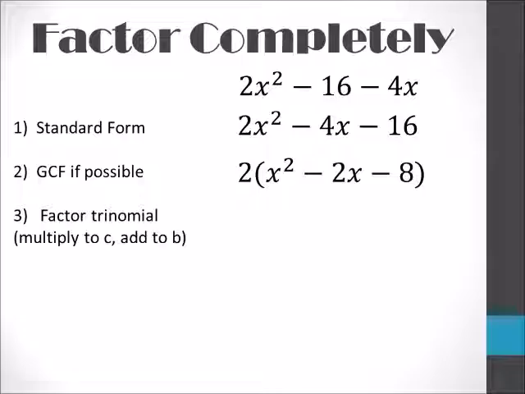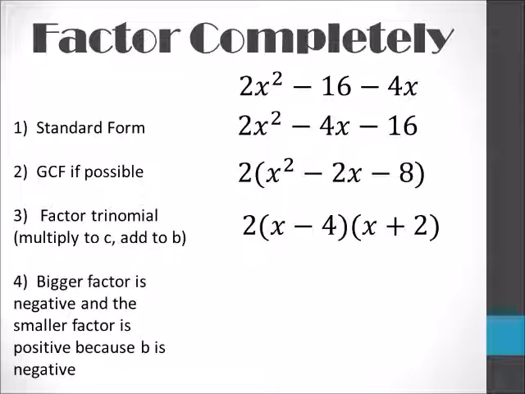Next, you are going to factor your trinomial, and here it would be best to use the AM method. So what multiplies to C and what adds to B? In this case, negative 4 and positive 2 multiply to negative 8 and add to negative 2. So here your bigger factor is negative, since the B value is negative. Again, our final expression for this case will be 2 times x minus 4 times x plus 2.